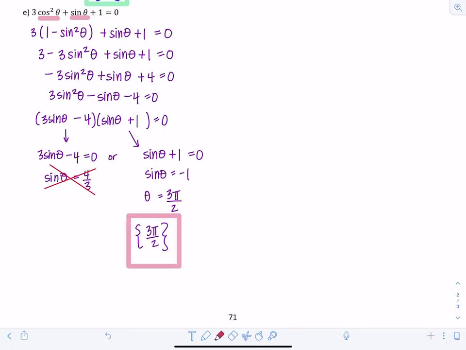All right, so this concludes the lesson on sections 6.2 and 6.3, solving trigonometric equations. So make sure you take your time, review your identities, and work carefully, especially reviewing your factoring when dealing with these problems.